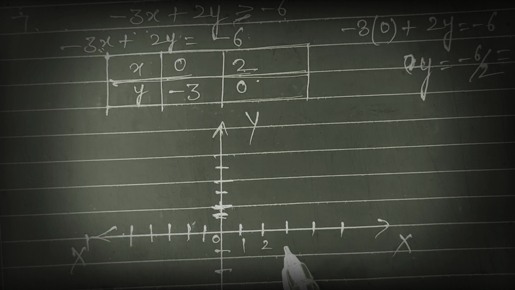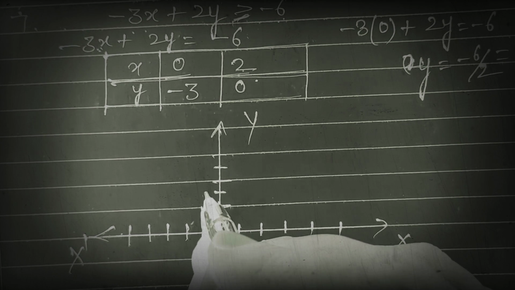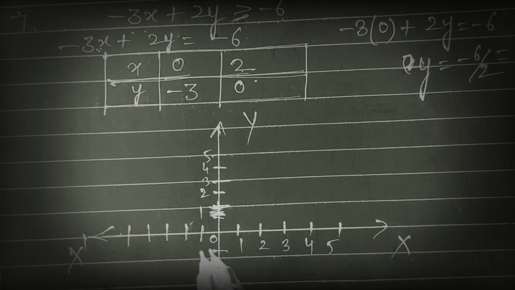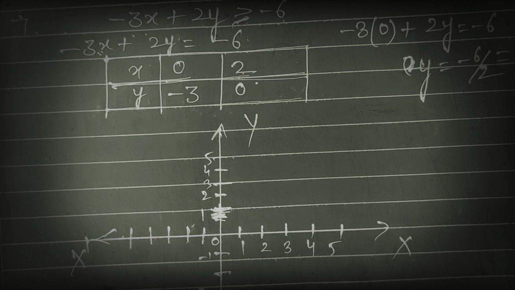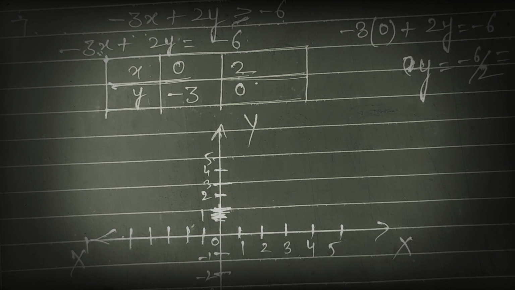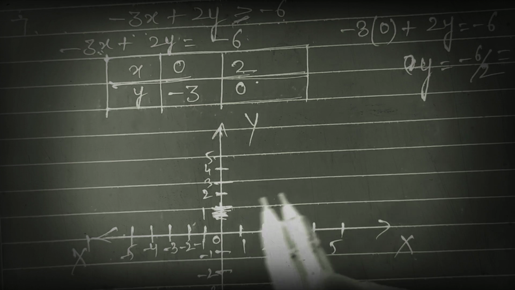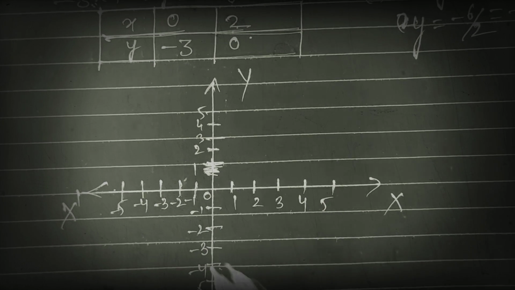Clear? 1, 2, 3, 4, 5. You can take points on this. Now here minus 1, minus 2, minus 3, minus 4, minus 5. Gap should be the same. Here there is a little difference, so you have to keep the gap the same.